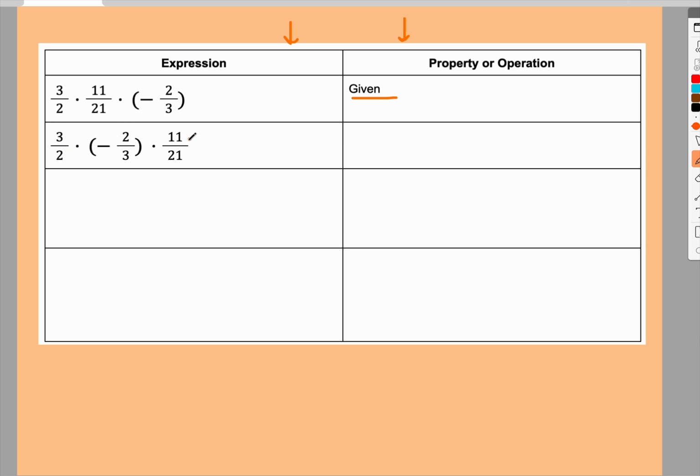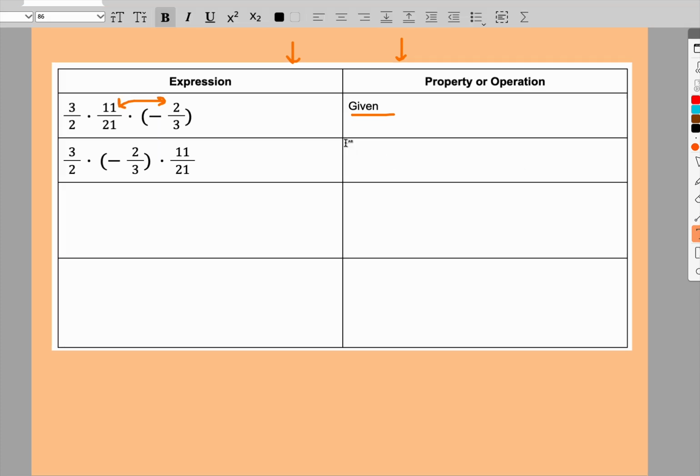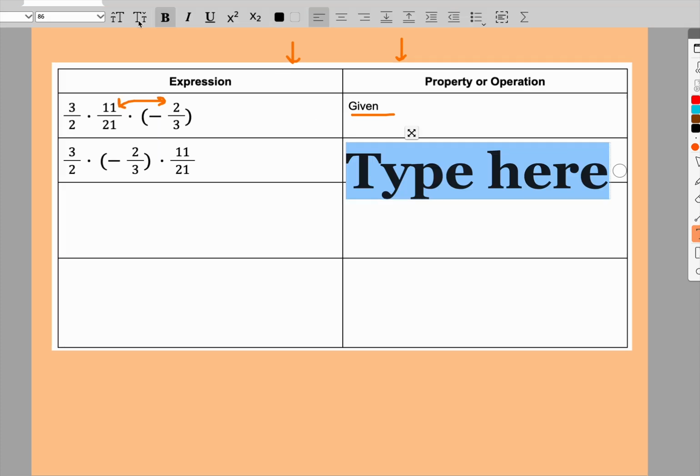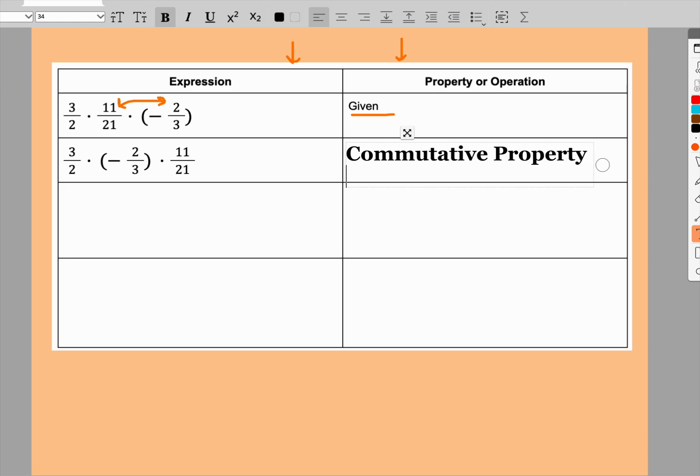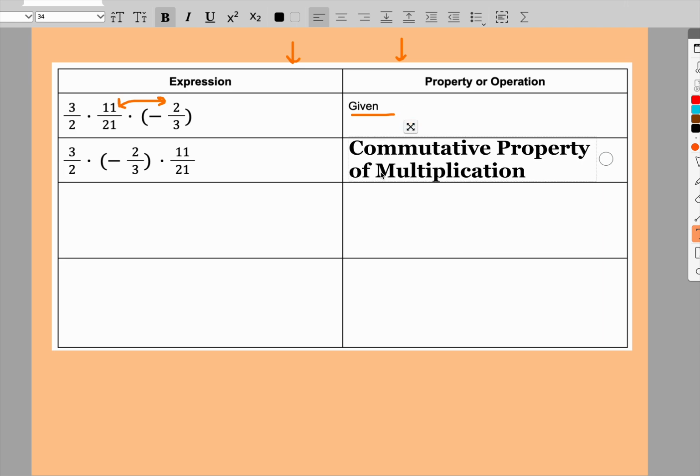In our next line, something changed. It looks like this and this got switched. Now, if I'm multiplying, that's okay to do. When we're multiplying and we change the order, we call that the commutative property of multiplication. Instead of trying to write that in here, I'm going to type it in. So this is the commutative property of multiplication. That's our justification for why we were able to do that. And it's really important that we write of multiplication and not addition here, because we are not adding.